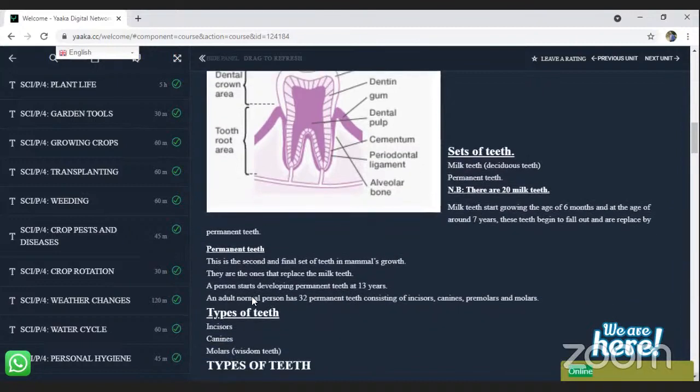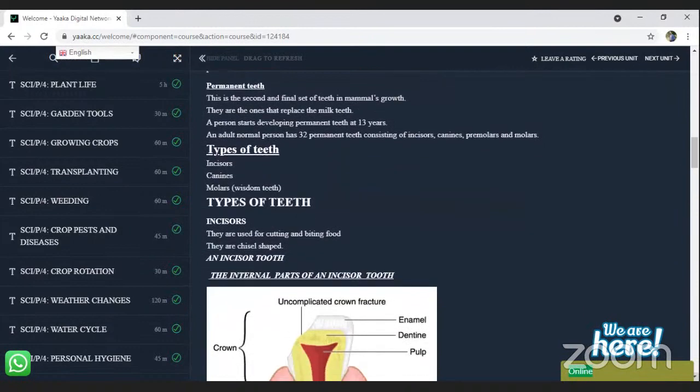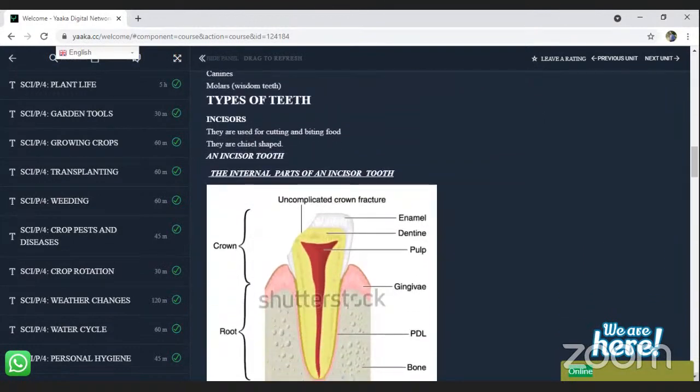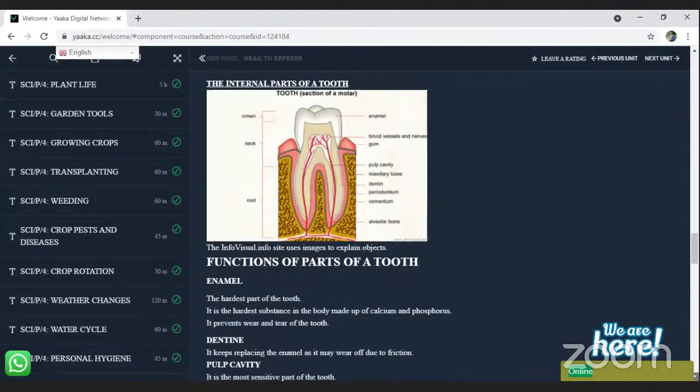The types of teeth are clear here. We have the canine teeth, the incisor teeth, and the molar teeth. These molar teeth are also called wisdom teeth. Sometimes they can ask you to name the wisdom teeth. Simply say molar teeth. As simple as that. So this is what we're talking about, and we finished all of that.